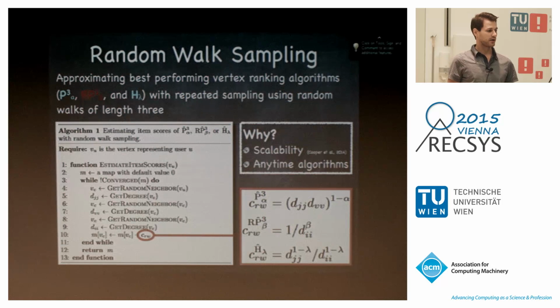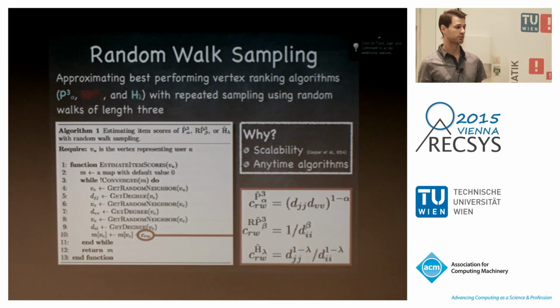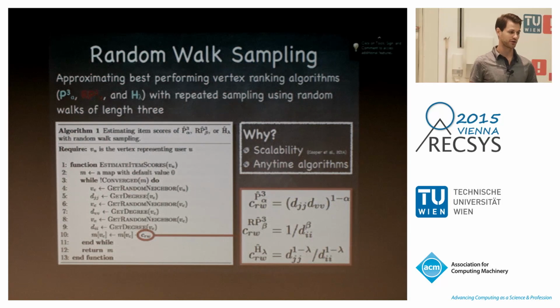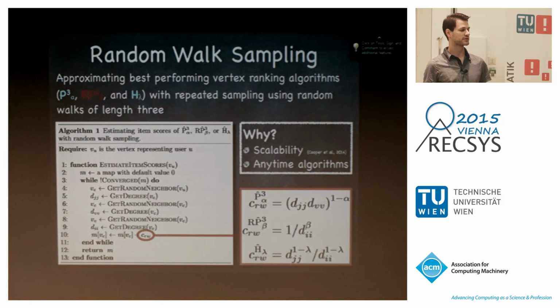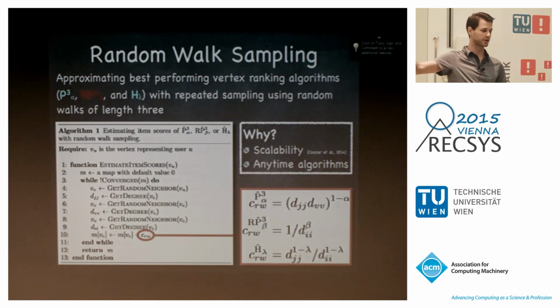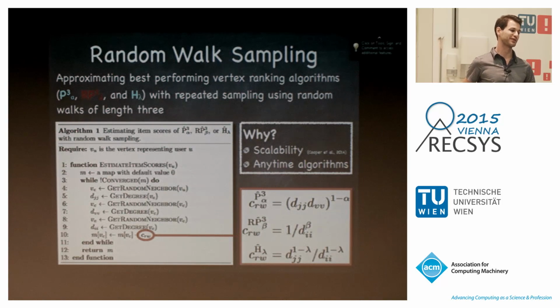So we found an algorithm that could not only be applied to our RP3 beta re-ranking procedure, but also to P3 alpha and H lambda, the two other quite good performing vertex ranking algorithms. And the procedure is actually very simple. For a given target user, we start a random walk at the target user and simply take a random neighbor of this user and repeat this procedure 3 times. So hop from one vertex to the other and store the degrees of the intermediate vertices.